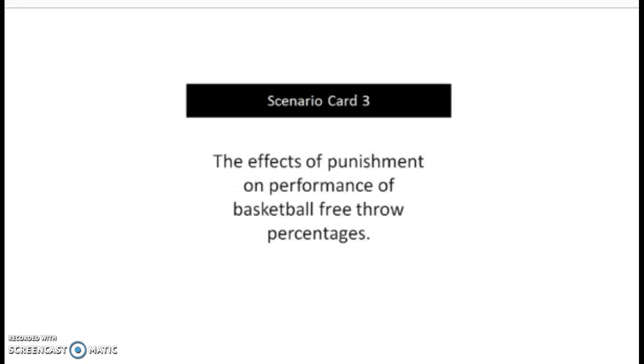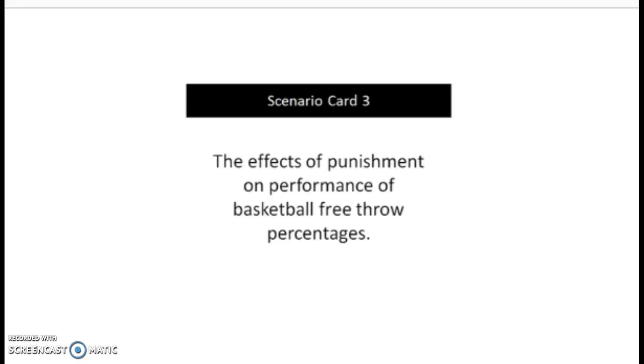The final scenario is the effects of punishment on performances of basketball free throw percentages. In this case, a researcher was analysing 10 participants taking 10 free throws, and every time they missed the hoop, the researcher would shout in the participant's face saying how bad they are. However, if they get the shot in, the researcher would not say anything.